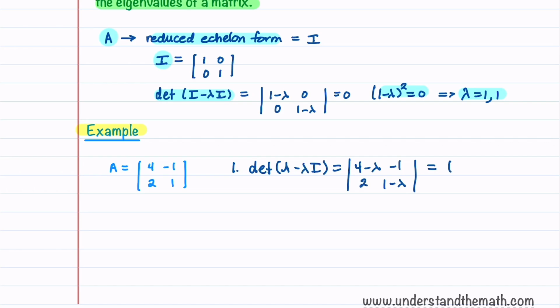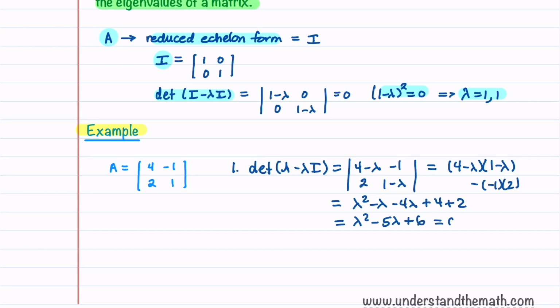Our determinant is equal to 4 minus lambda times 1 minus lambda minus 1 times 2. This is equal to lambda squared minus lambda minus 4 lambda plus 4 plus 2, which gives us lambda squared minus 5 lambda plus 6. We're now going to set this equal to 0, and we'll factor it as lambda minus 2, lambda minus 3, and we get our eigenvalues 2 and 3. Let's hold on to those for a minute.